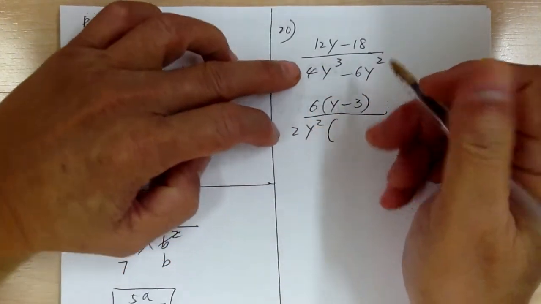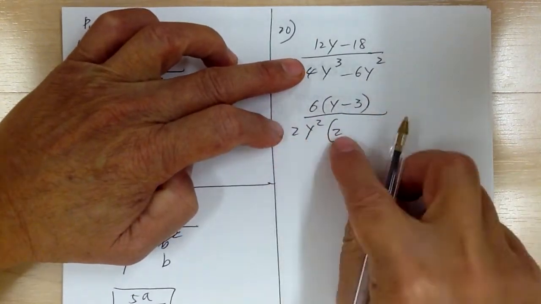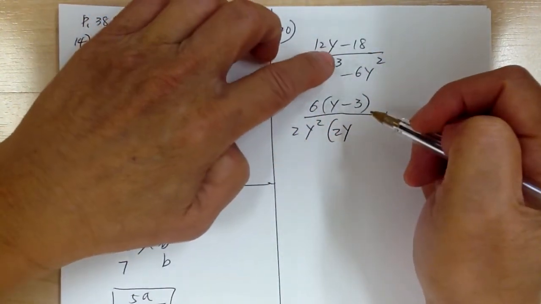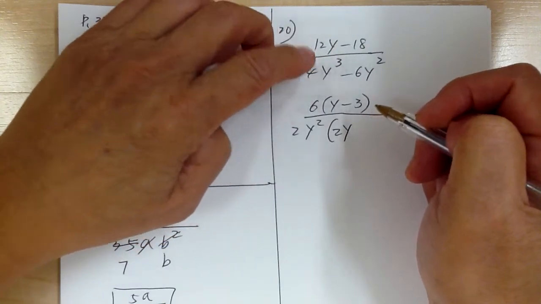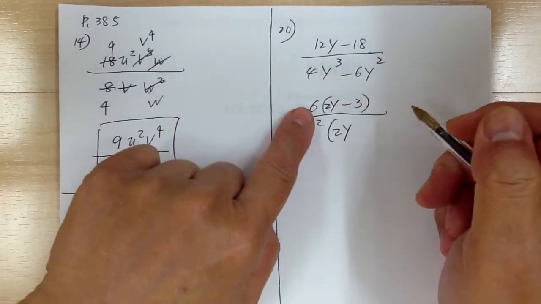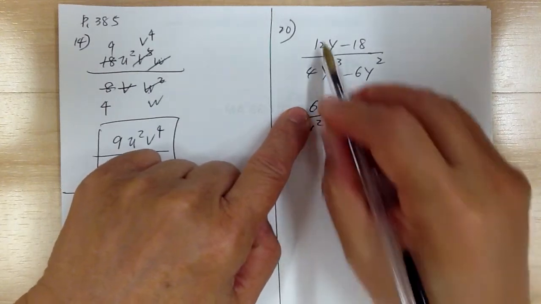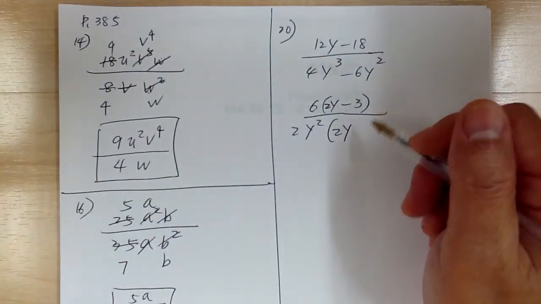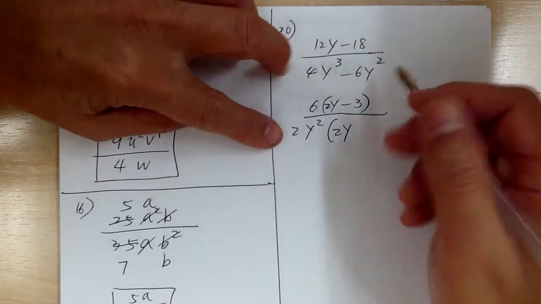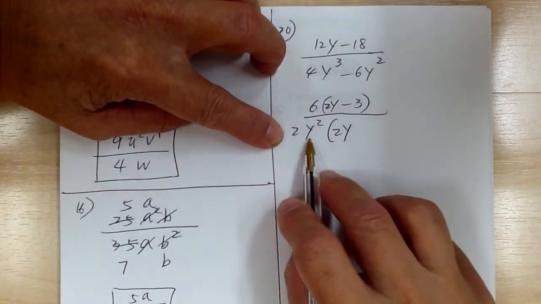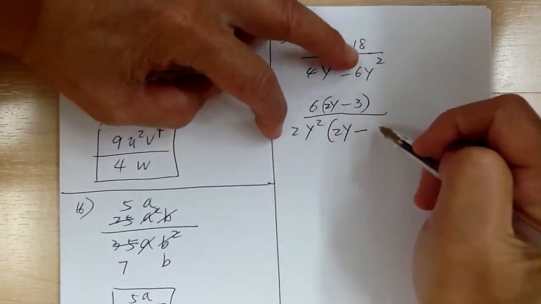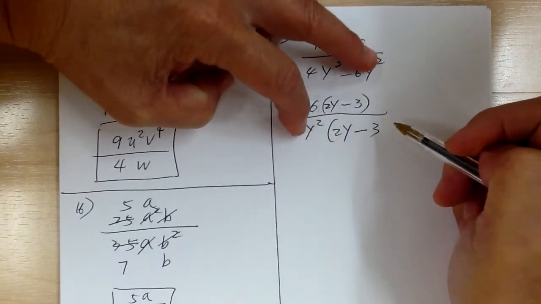Okay, so you can double check, right? So to get 4, you need to get 2, right? 2 times 2 is 4. Y squared times y will give you, I missed the 2 over here. So you have to double check, right? 6 times 2 is 12. Okay, so double check your factoring. So this one, 2 times 2 gives you 4. Y squared times y gives you y cubed, minus 2 times 3 will give you 6, and that's it.